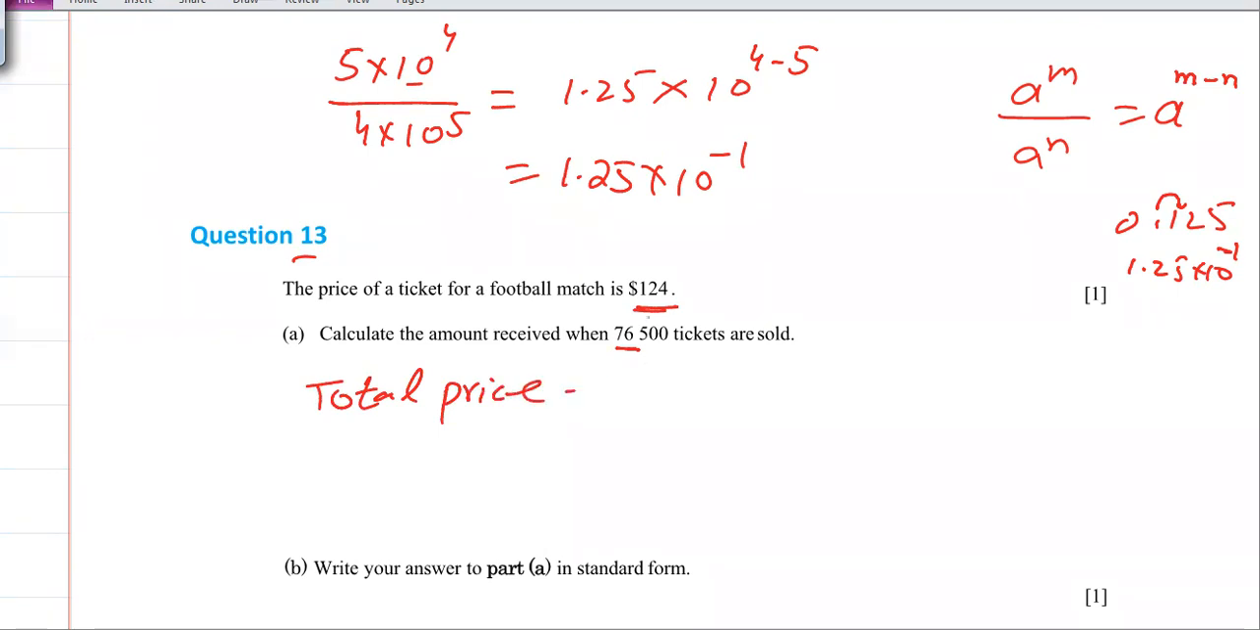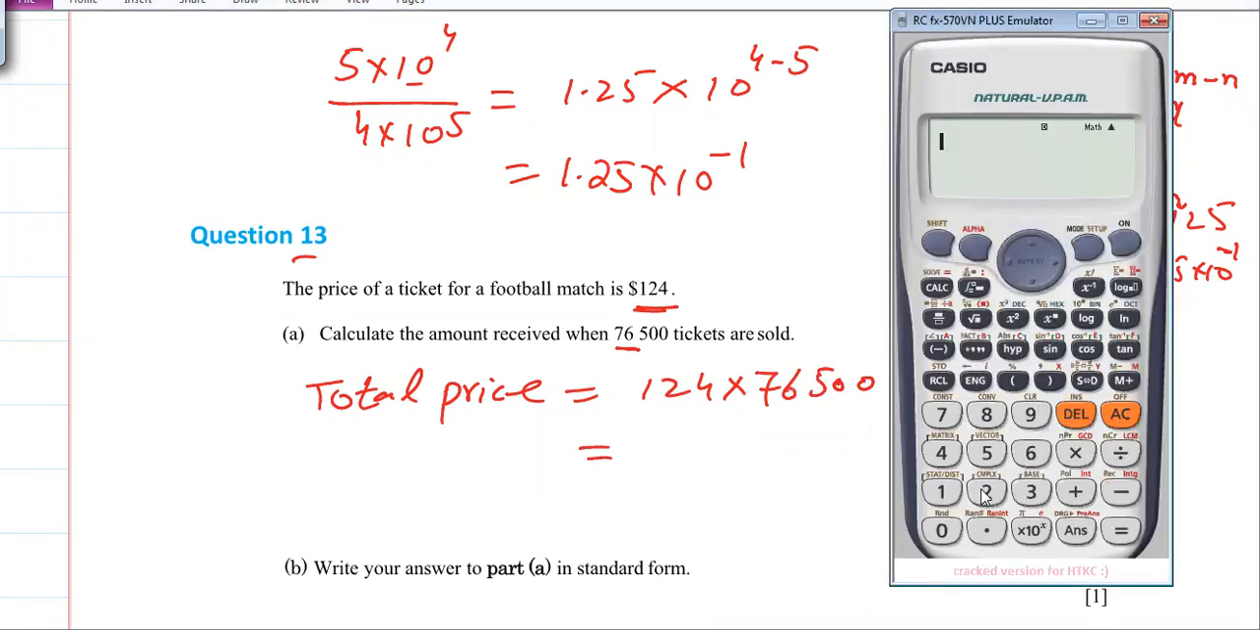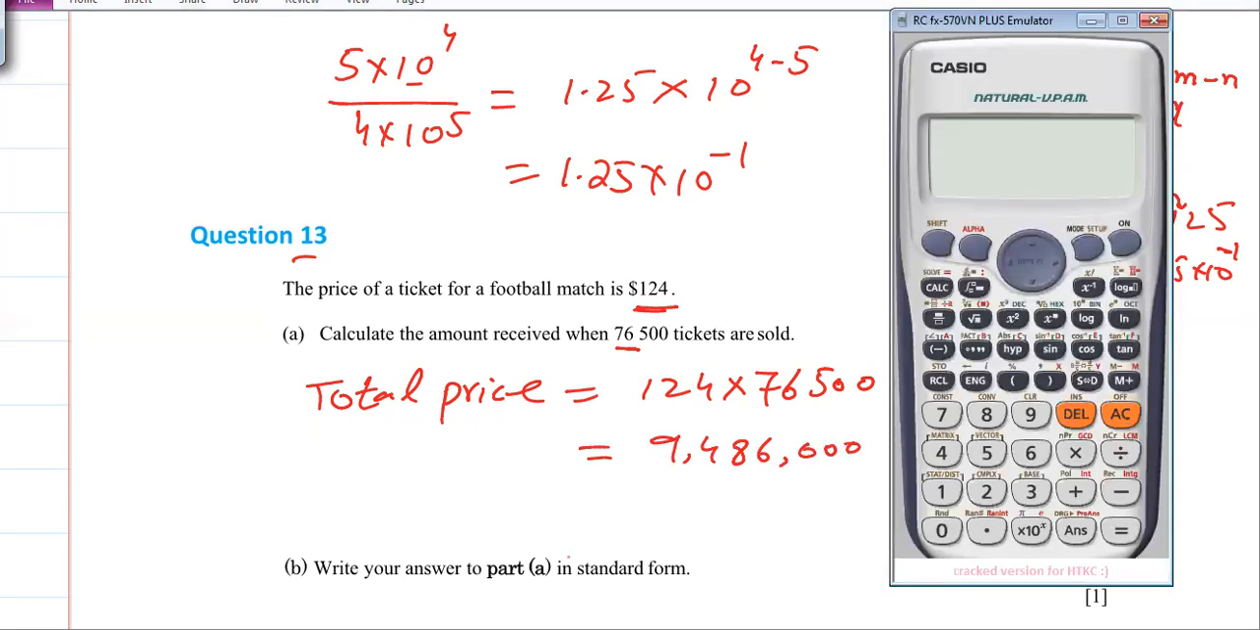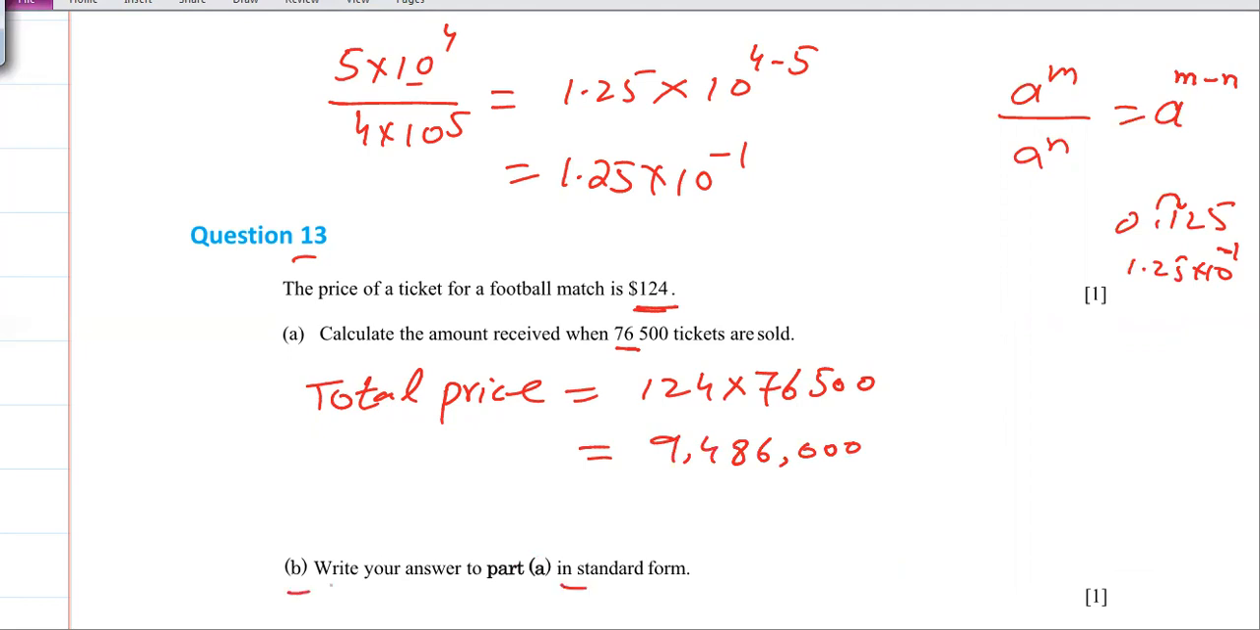Now the total price in this case: for 1 ticket it is 124, for 2 it will be 124 into 2, for 3 it will be 124 into 3. In this case the total is 76,500 tickets, so you will multiply with 76,500. It will become 124 into 76,500. So this is your answer: 9,486,000. That is okay. Now the next part is saying write in standard form.